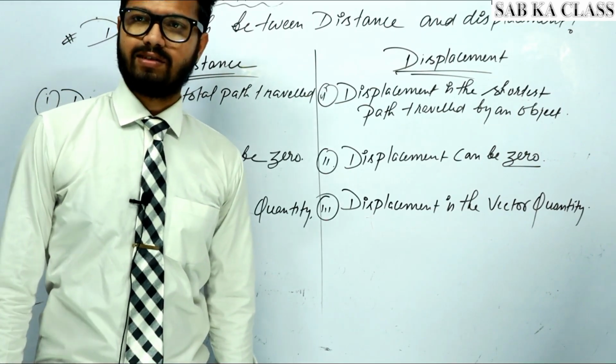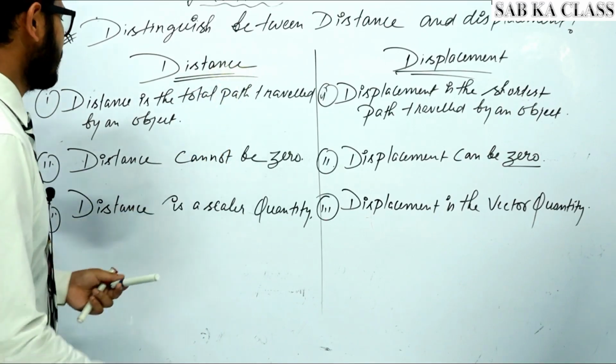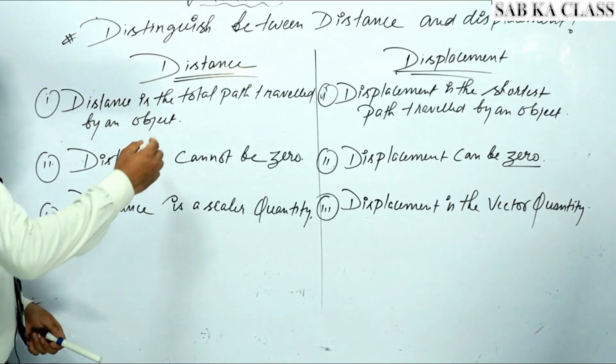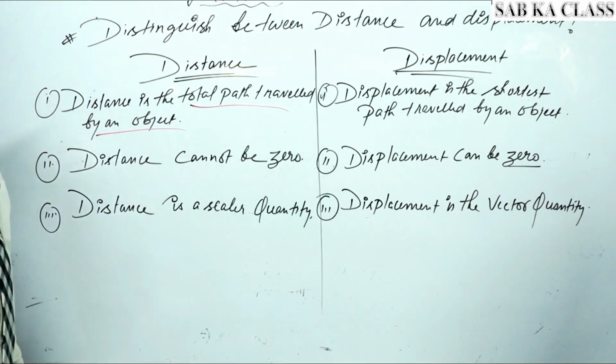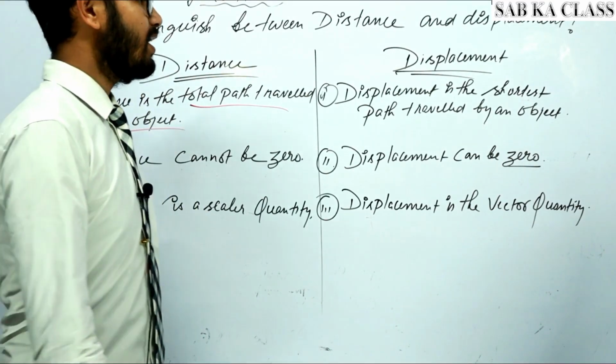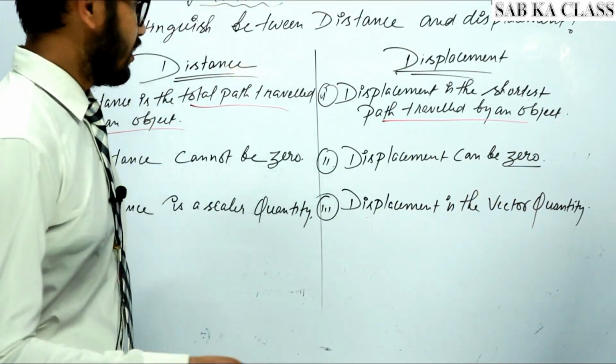The major differences. First, distance means what? The total path traveled by an object is called distance. But what is displacement? Displacement is the shortest path traveled by an object, the shortest path. Clear?